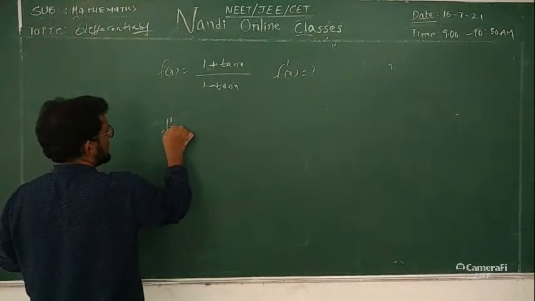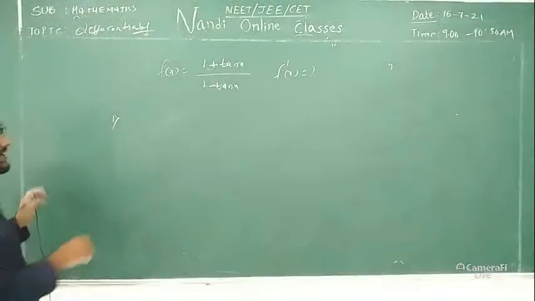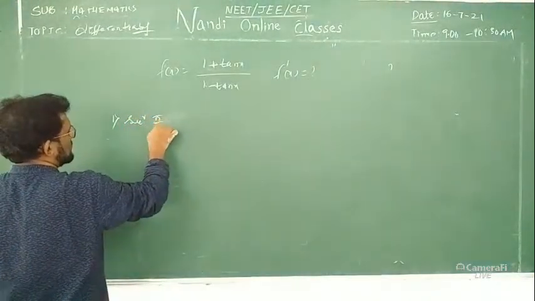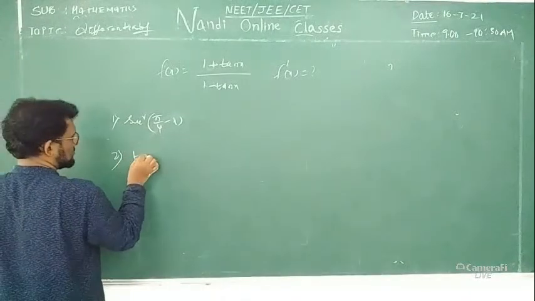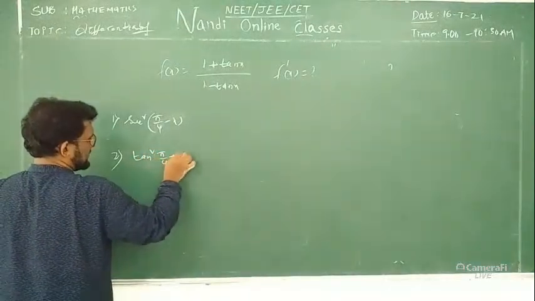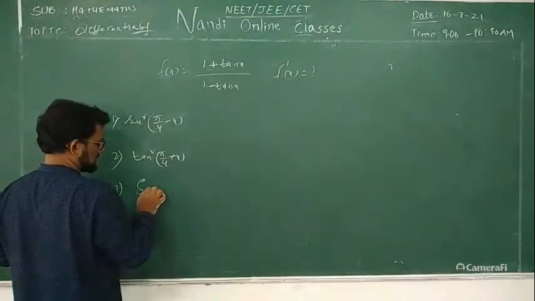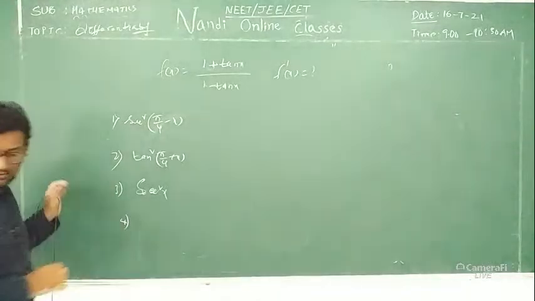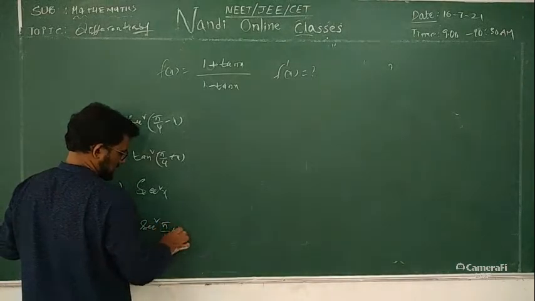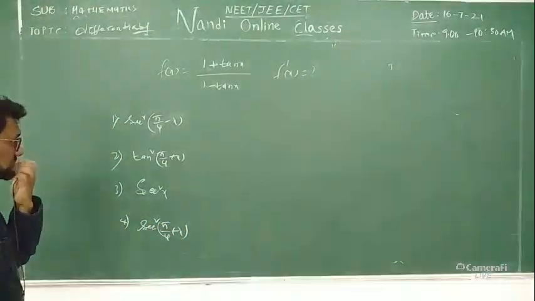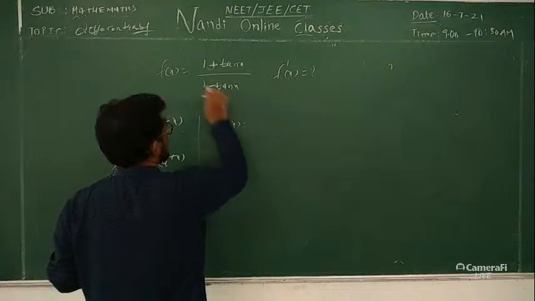So we do one thing. Many methods are there, but according to the options, the options are given like this: first, secant square of (pi by 4 minus x). Second option, tan square of (pi by 4 plus x). Third option, secant square x. Fourth option, secant square of (pi by 4 plus x). So by seeing these options, we have an idea.